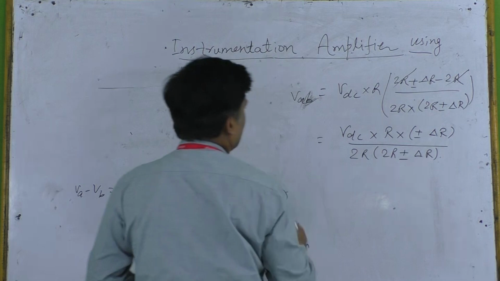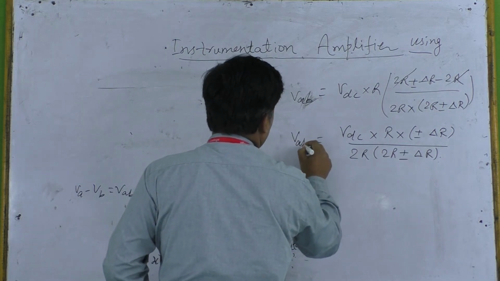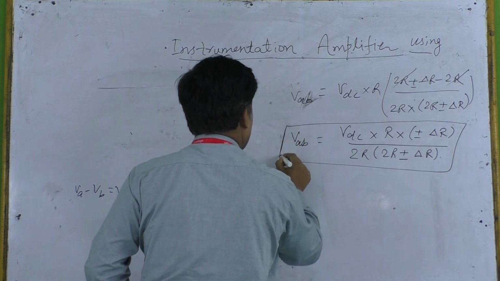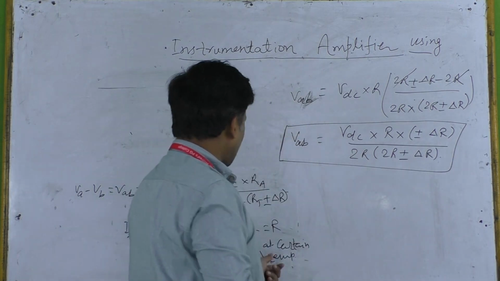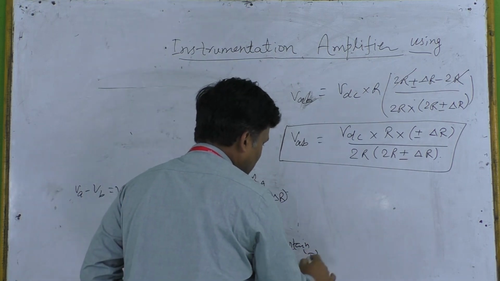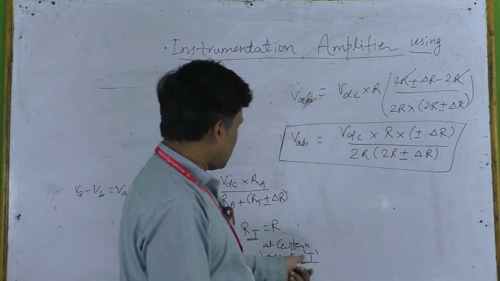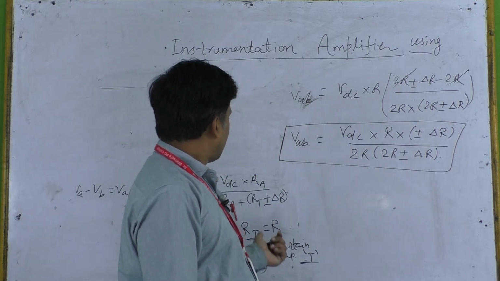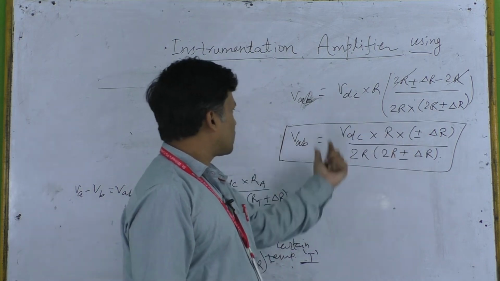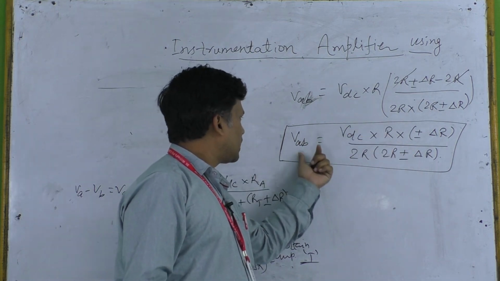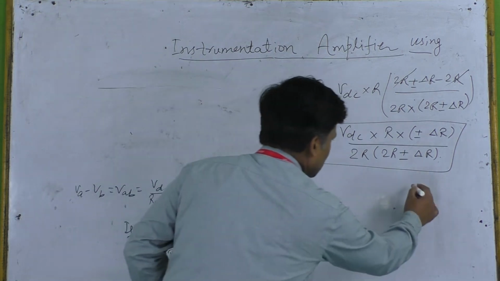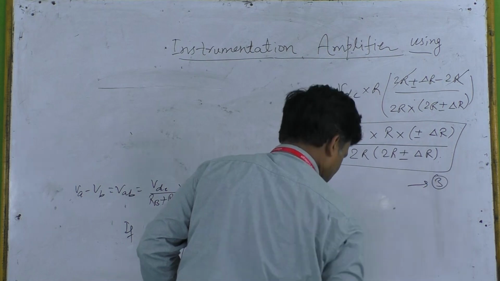So this will be the value of VAB at a temperature different than this particular RT, this particular temperature. If the temperature changes from T, then the value of this particular temperature dependent resistor will change by delta R, and correspondingly we will have a change in voltage VAB across the bridge, that is terminal A and B. So this will be the equation number 3.